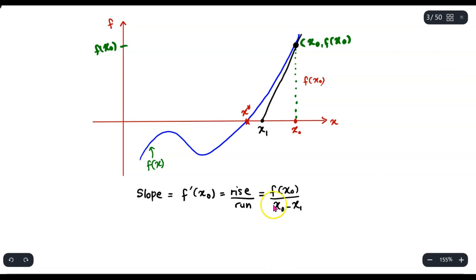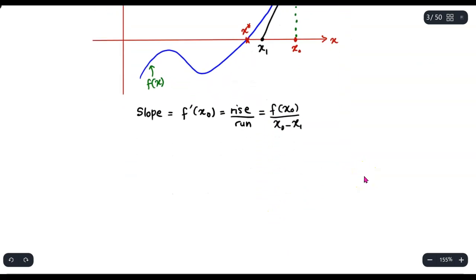So now what do we do next? If we take out this guy here, now we have f(x naught) over x naught minus x1.